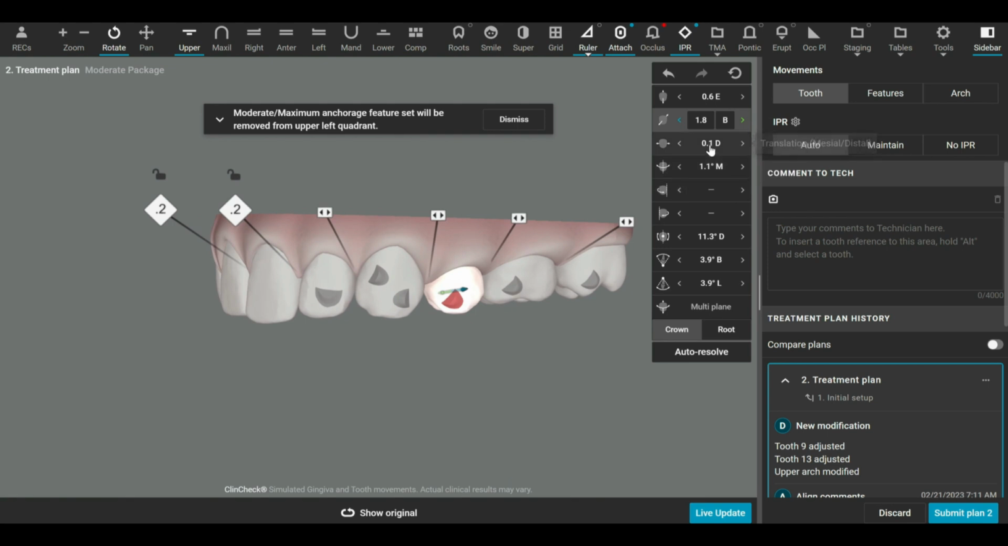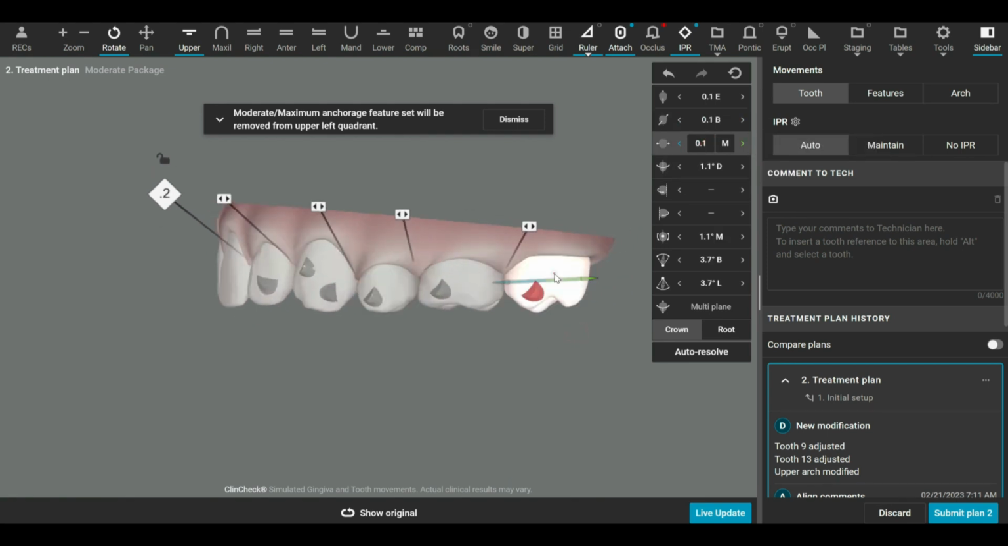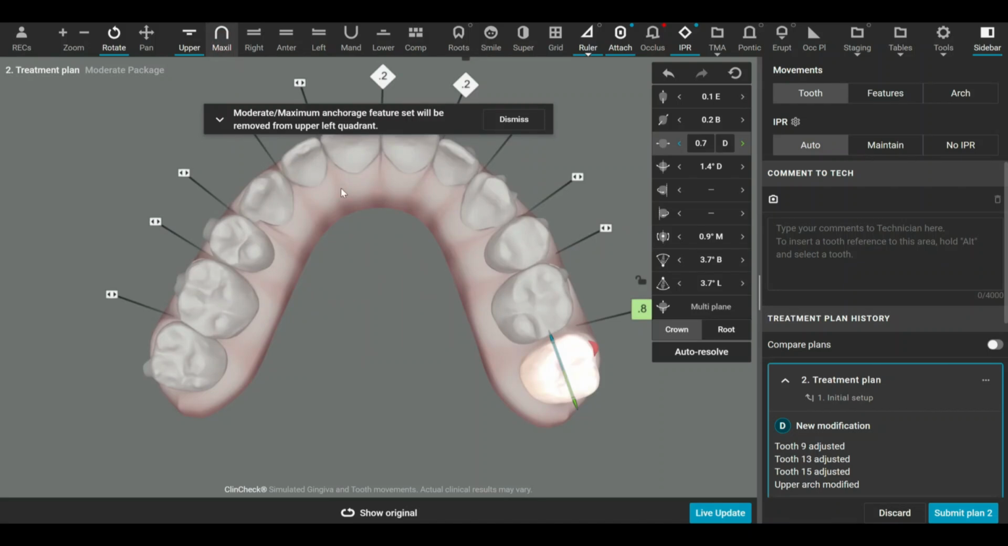Let's look at the mesial-distal translation. The easiest way to do that is just on a posterior tooth. Again, the same thing. The tooth is moving in a mesial or distal direction, and both the root apices and the crown are moving the same. Let's look at rotation.